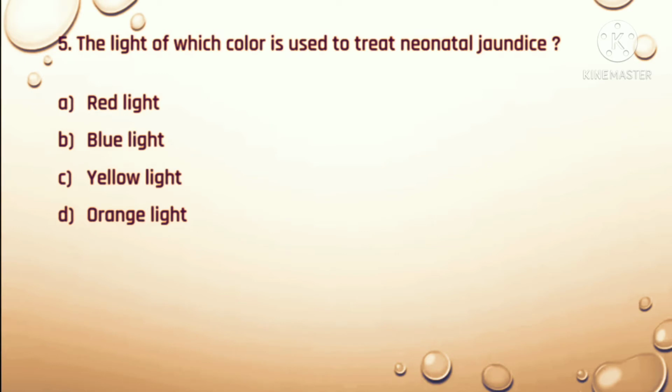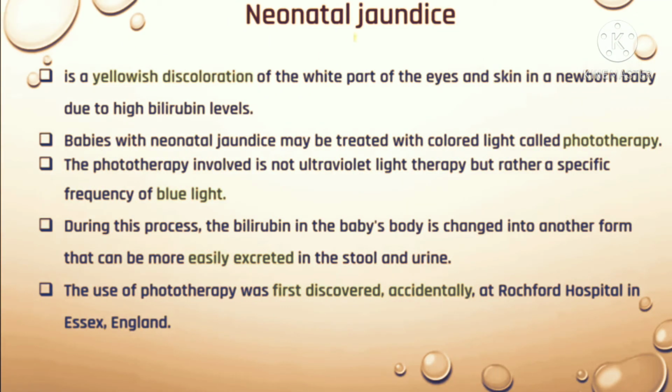And fifth question, the light of which color is used to treat neonatal jaundice? Red, blue, yellow and orange. So I hope you all have seen the neonatal jaundice condition in the hospitals. So here the right option will be blue light. Firstly, let's talk about the condition of neonatal jaundice. It is a yellowish discoloration of the white part of the eyes and skin in the newborn baby. It is occurred due to the high bilirubin levels in the body.